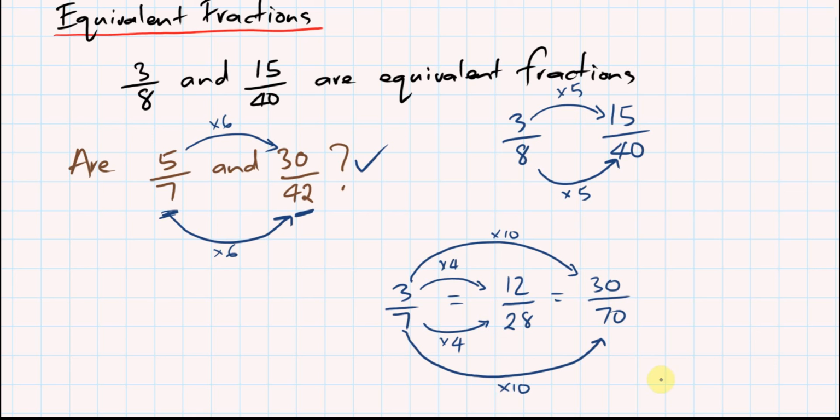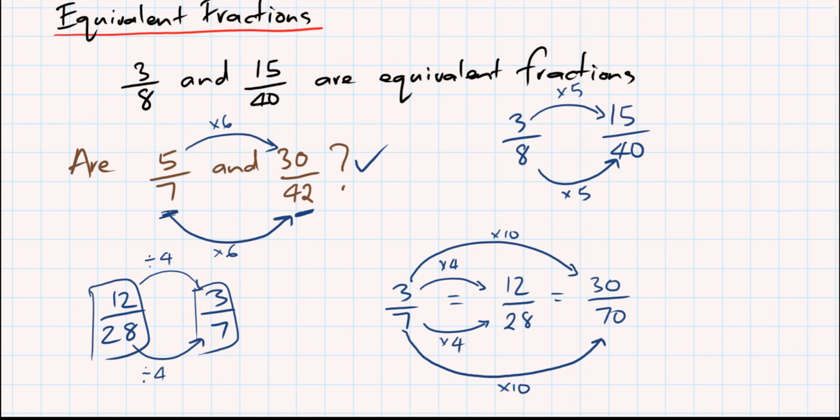If you were to go the other way to work out whether two fractions were equivalent, so 12/28 and 3/7, then you can either do the multiplying or we can do division. So 12 divided by what will give me 3? You can divide that by 4. 28 in the denominator, if I divide that by 4, will give me 7. So these two are indeed equivalent.